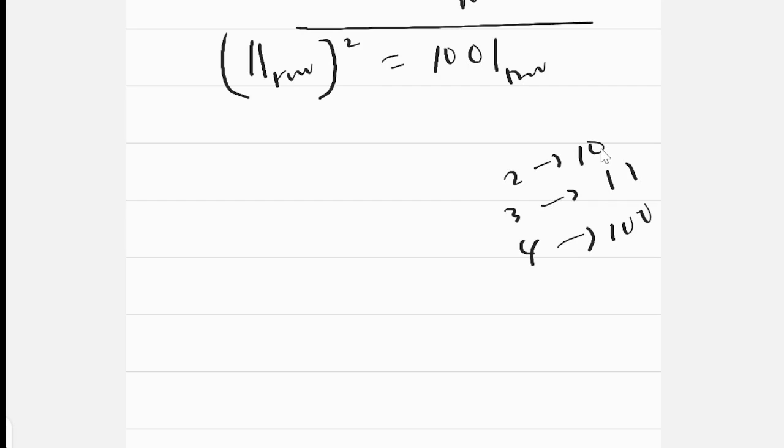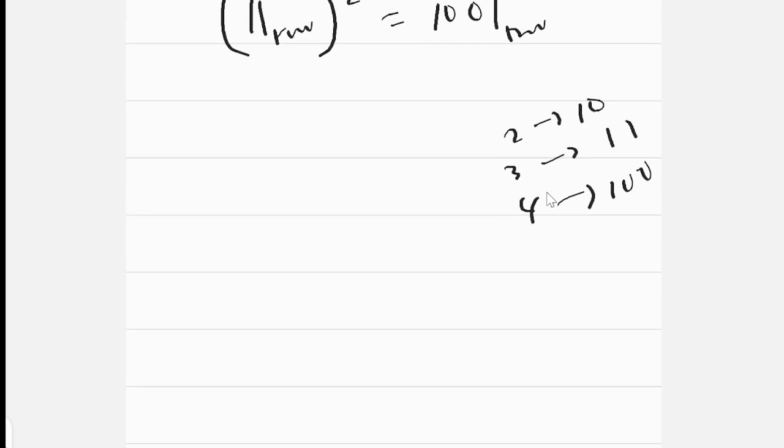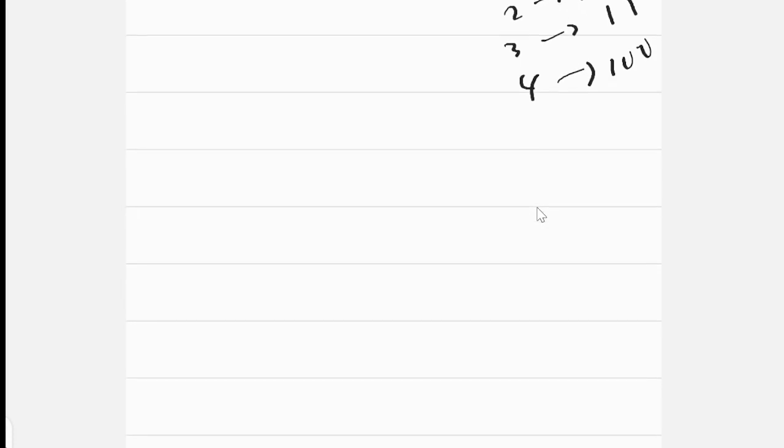So I used to advise my students that instead of just converting it, just know that if I have 2, it's equivalent to 1, 0 in base 2. If I have 3, it is equivalent to what? 1, 1 in base 2, sorry. So if you have 4, it is equivalent to 1, 0, 0 in base 2. I hope you understand that.